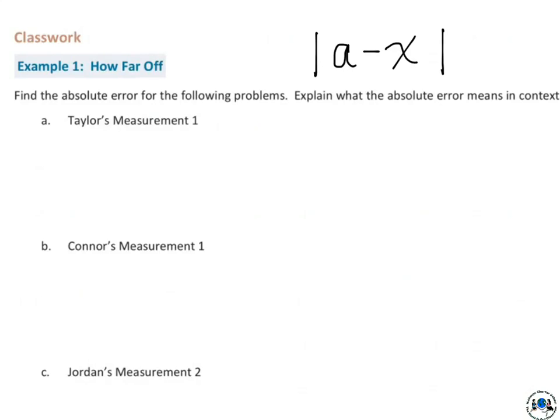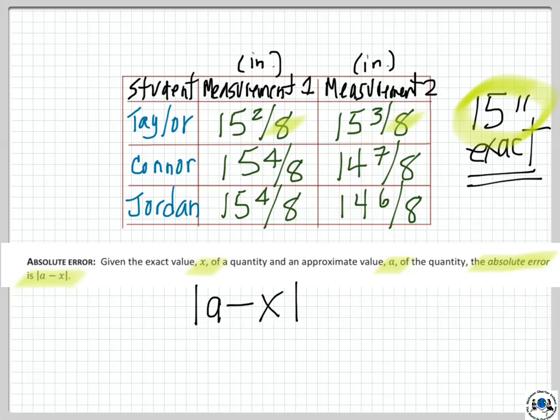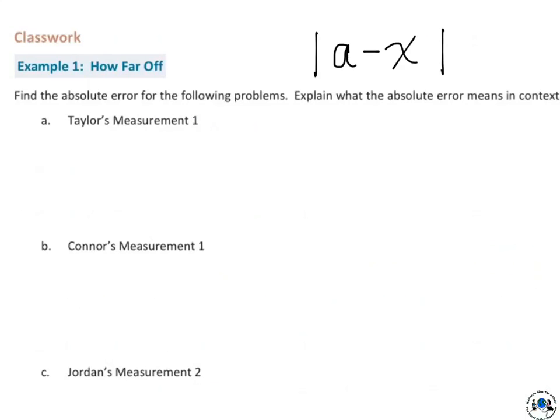So let's go ahead and look at Taylor. His measurement 1 was 15 and 2/8. Let's look at that again. So we have the absolute value of 15 and 2/8 minus 15, which is our exact value because we're looking at a 15-inch computer screen. Now again, just to reiterate, we're in a classroom, I might ask questions about this, but I'm just going to state it as a matter of fact.